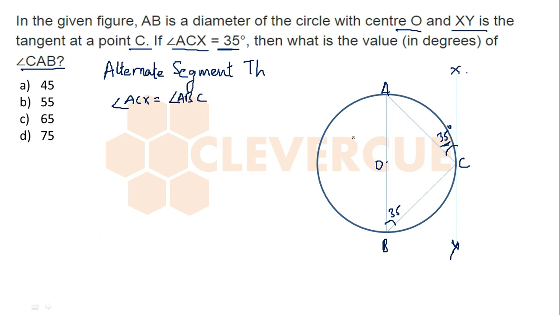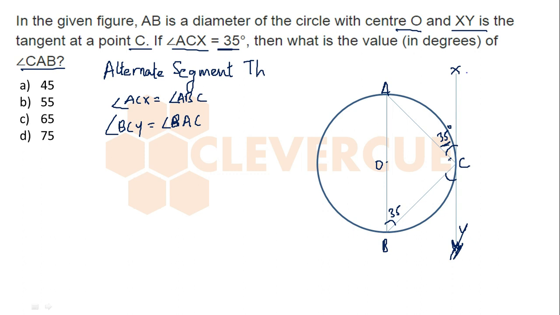ABC, or according to alternate segment theorem, you can also say that angle BCY, this is Y, angle BCY will be equal to angle BAC. Angle BCY is equal to angle BAC. Okay, now we are asked the value of angle CAB.